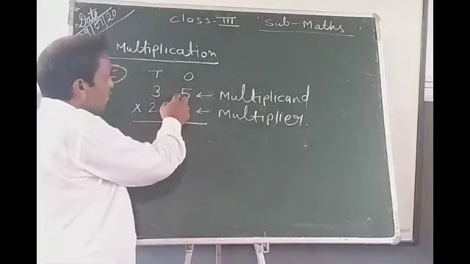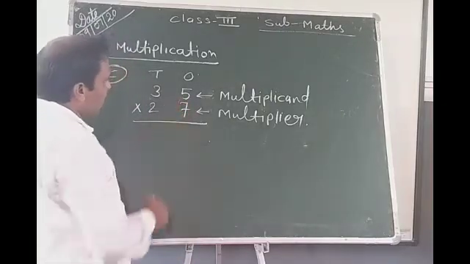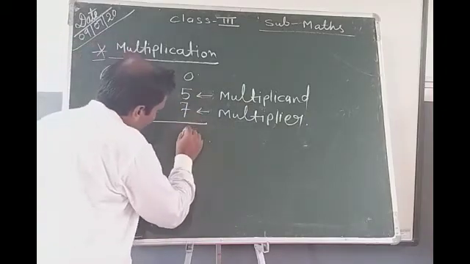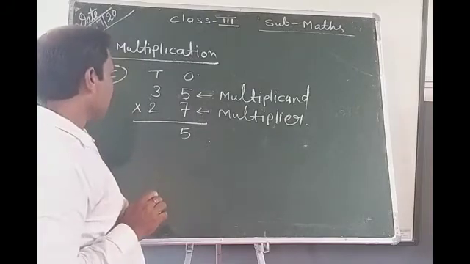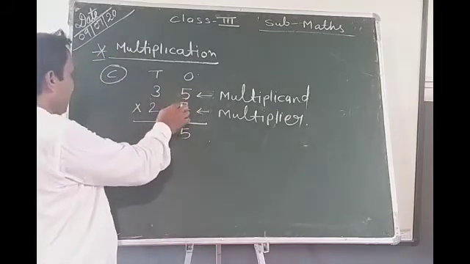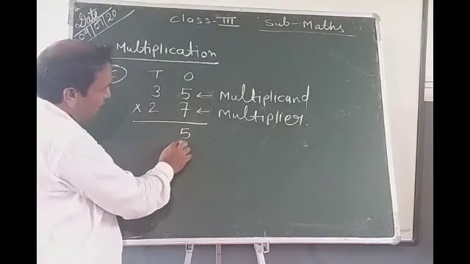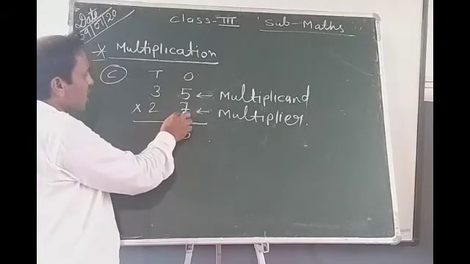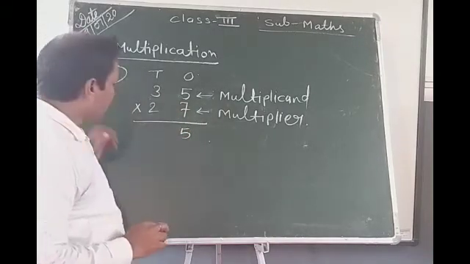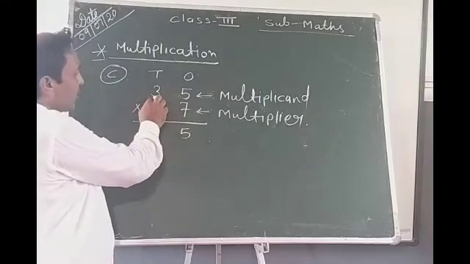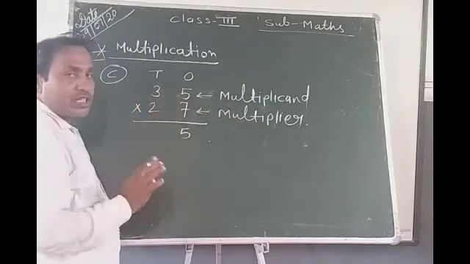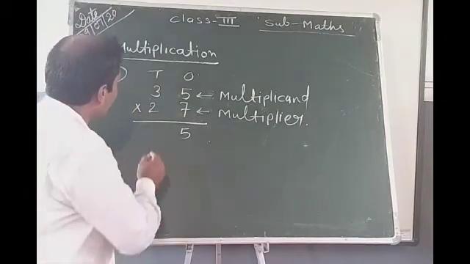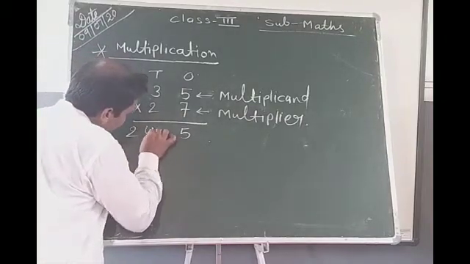So first read the 7 table 5 times. 7 5s are 35. So 35, write 5 on the right, and the carry is 3. Again 7 3s are 21, and the carry is 3, so 21 plus 3 equals 24. So you write 24 here.